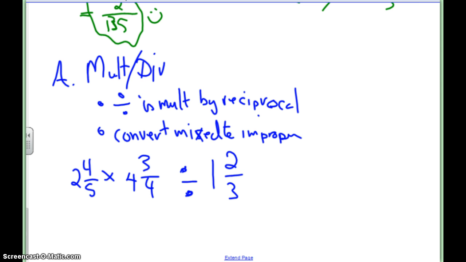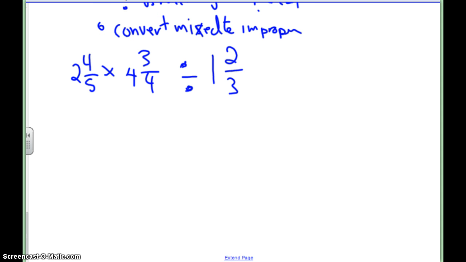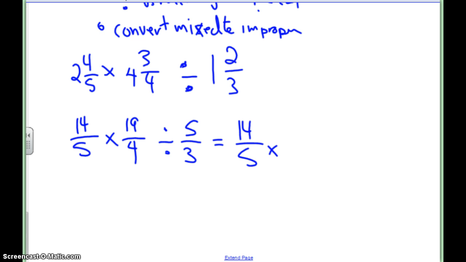Okay, so the key here is that you need to think about dividing as multiplying by the reciprocal, and if there are fractions that are improper, we need to convert. So the first thing you do, off you go, is convert these to improper fractions. So this is 2 times 5, this is 14 over 5, times 4 times 4 is 16, plus 3 is 19 over 4. And as we talked about, I'm dividing by, in this case, 1 times 3 plus, this is 5 over 3. We've now converted them, and now we say, okay, 14 over 5 times 19 over 4 multiplied by the reciprocal, which is 3 over 5.